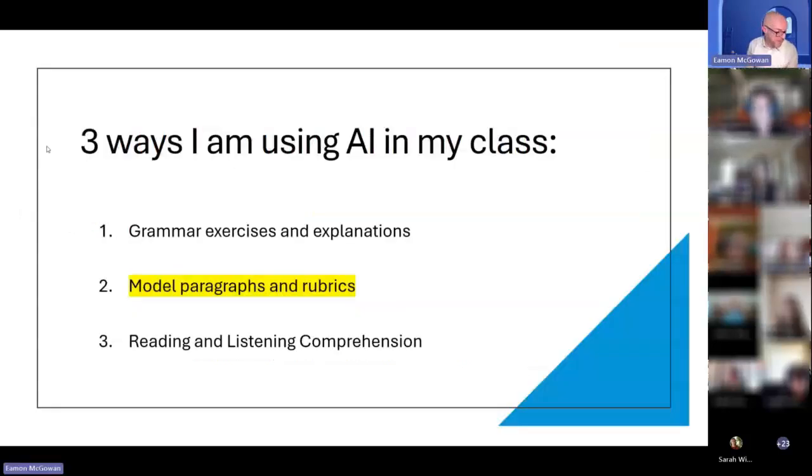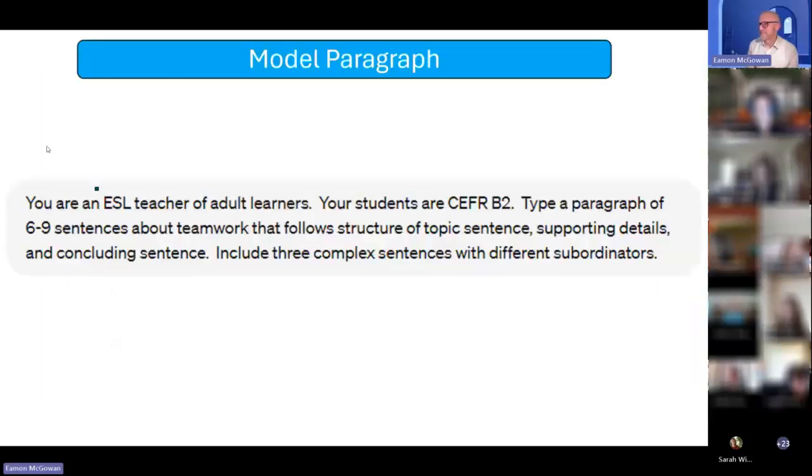All right, model paragraphs and rubrics. This is another way that I've been using ChatGPT. I do need to ask somebody to please help me read again. Holly, would you mind reading that for me, please?